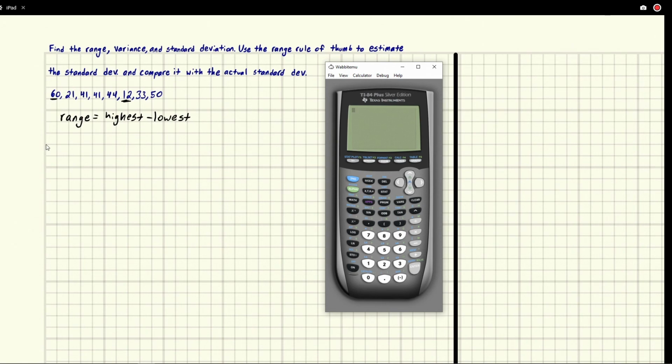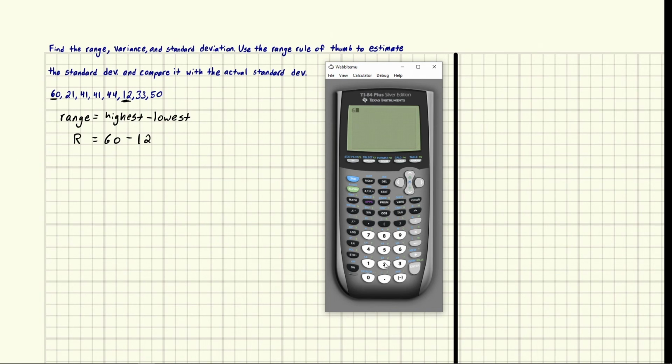So we're going to do 60 minus 12. This is going to give us the range. I'll just put a big R for range. So 60 minus 12 gives us 48. So the range is equal to 48. And that's all you got to do for the range.